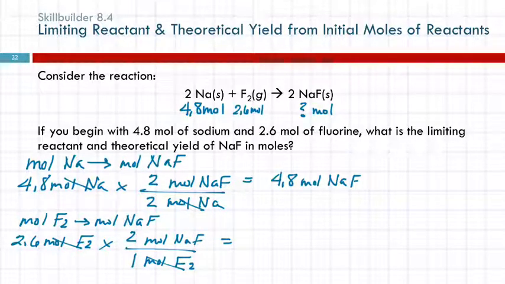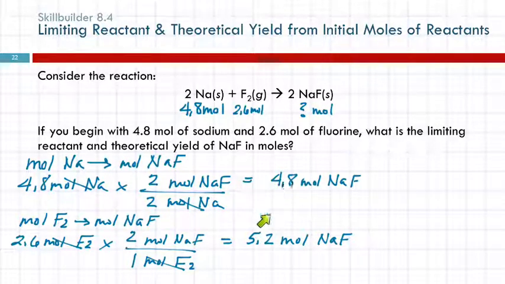So I'm not going to tempt fate. It's not a good day for me to tempt fate. I'm going to do that on my calculator. Oh, I was right. 5.2. So I've got 2.6 times 2 is going to give me 5.2 moles of sodium fluoride.